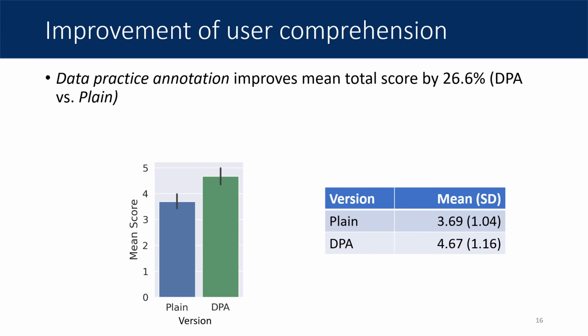Our experimental results show that data practice annotation significantly improves the mean total score over the plain text configuration. The average score of the plain text version is 3.69, while the average score of the DPA version is 4.67, which is 26.6% higher than the plain text version. In the figure below, the error bars represent 95% confidence intervals.